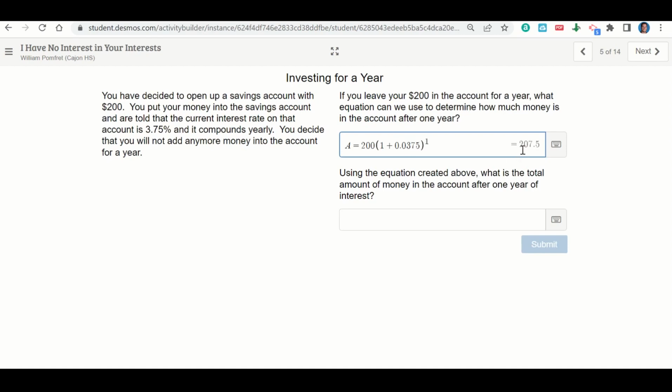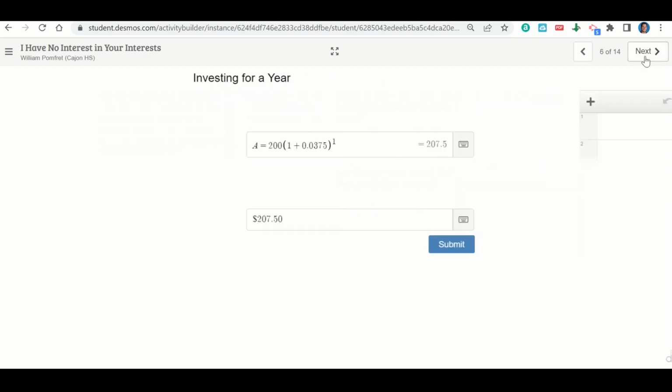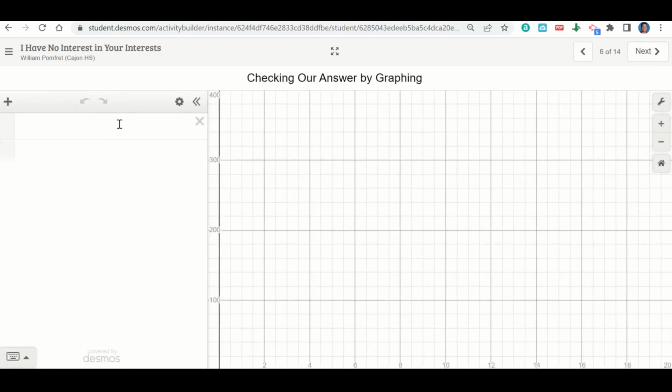And we're only leaving it in for 1 year, so the amount of time is 1. And we can see that the nice thing is Desmos already solved it for us. So after 1 year, we have $207.50. So using the equation above, what is the total amount of money after 1 year? That's the amount of money. Then we click next.